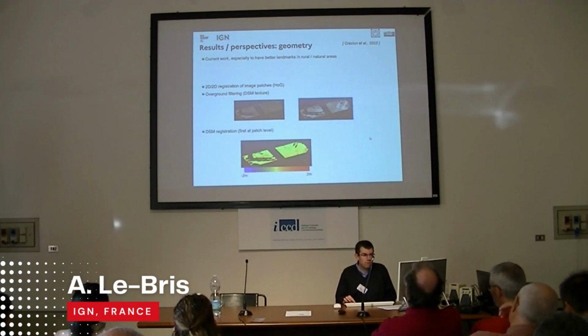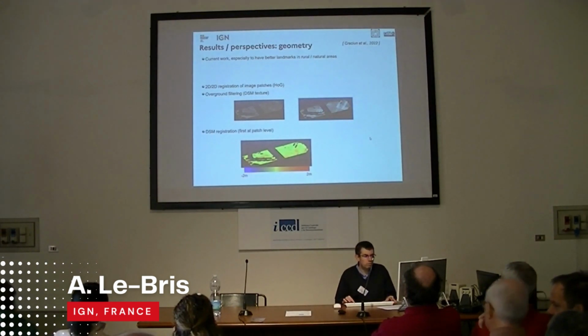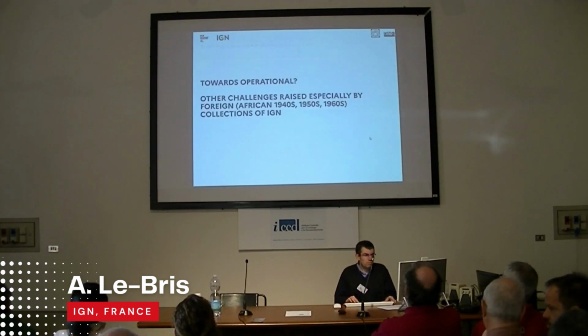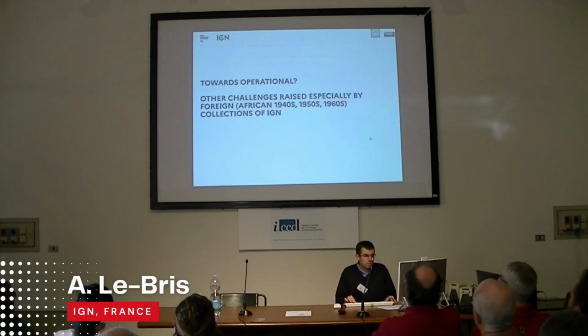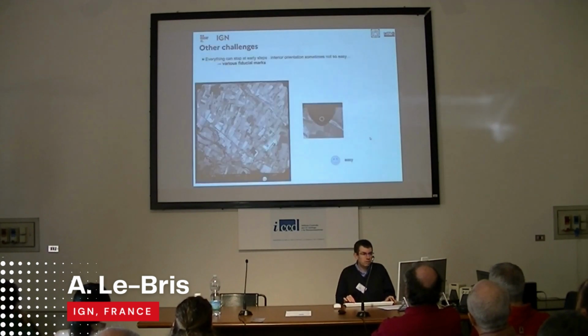Or we can also use these DSM registration results in order to define a set of points to calculate and interpolate a correction surface to be applied to our DSM to make it more correct. So everything is able to provide good results, but there are other challenges that have been recently raised, especially considering foreign correction at IGN, because we also have some collections of images acquired over former French African colonies.